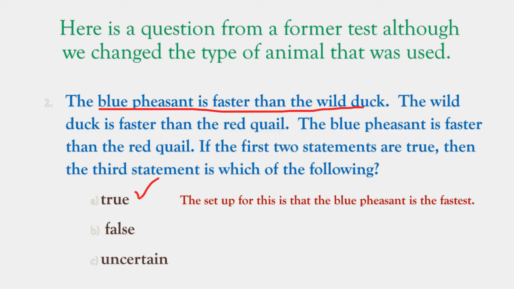Here's a question from a formal test. The structure is exactly the same. We just changed the type of animal that was used. The blue pheasant is faster than the wild duck. The wild duck is faster than the red quail. The blue pheasant is faster than the red quail. Now, here's the structure written exactly how it is on the Catholic entrance examination. If the first two statements are true, then the third statement is which of the following. Blue pheasant is faster than the wild duck. The wild duck is faster than the red quail. The blue pheasant is faster than the red quail. Then guess what? If all those statements are true, this has to be true.